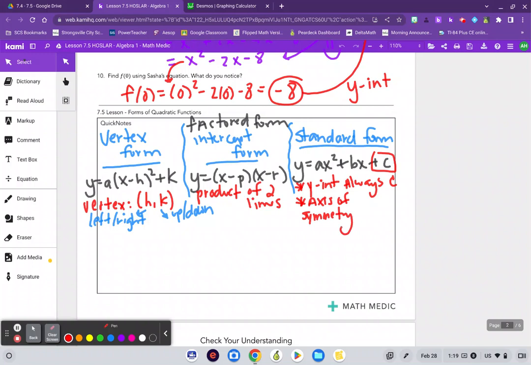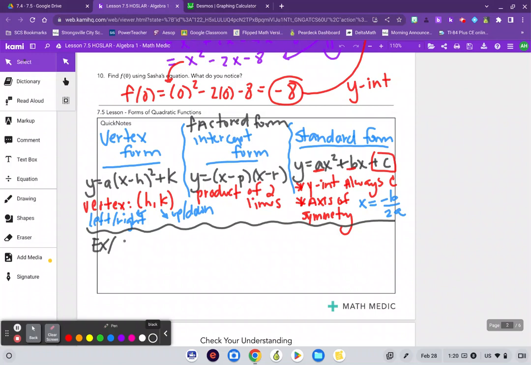And we're going to use a special formula to get that axis of symmetry. It's called x equals negative b over 2a, where I'm going to use the coefficient of x squared as my a value and the coefficient of x as the b value. Now, we haven't really done a whole lot with that special formula, and so I just want to give you an example.